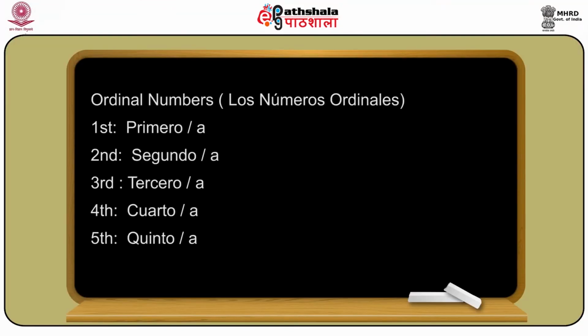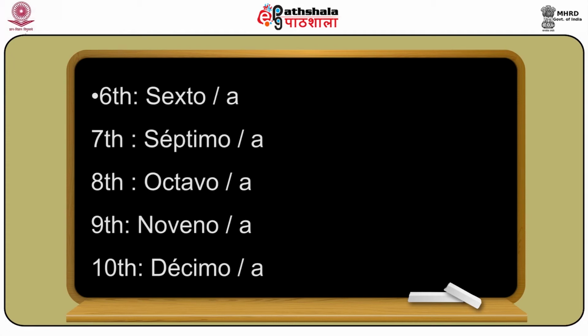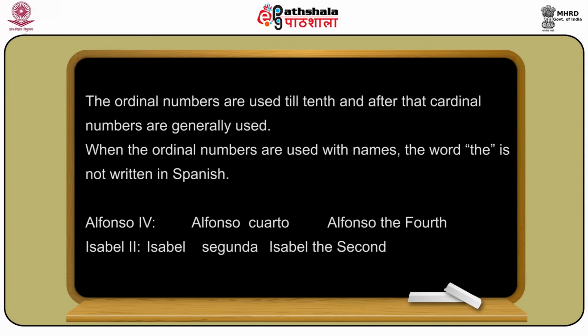Now we see how we say the ordinal numbers. In English, the ordinal numbers are first, second, third, etc. In Spanish, they are primero, segundo, tercero, cuarto, quinto, sexto, séptimo, octavo, noveno, décimo. So the ordinal numbers are used till 10th, and after that cardinal numbers are generally used. If you want to say 11th, you can say once, and likewise.